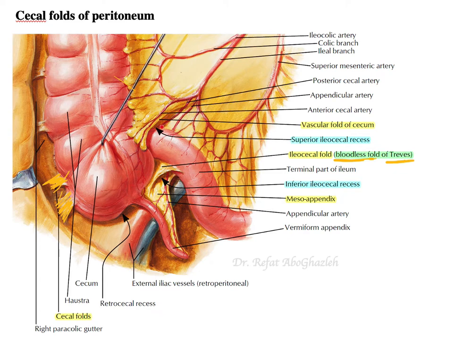And lastly, you have one recess below the vascular fold and one recess below this bloodless fold of Treves, right? This is the superior and this is the inferior ileocecal recess.